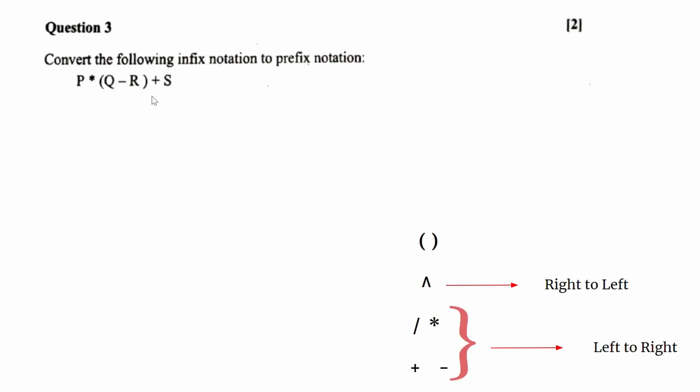So the given expression is in infix notation. You will find the operator between two operands. Prefix means what? If we take the example of the expression a plus b, the prefix notation is just to take out this operator and place it before these operands. Plus ab is nothing but the prefix notation of a plus b.